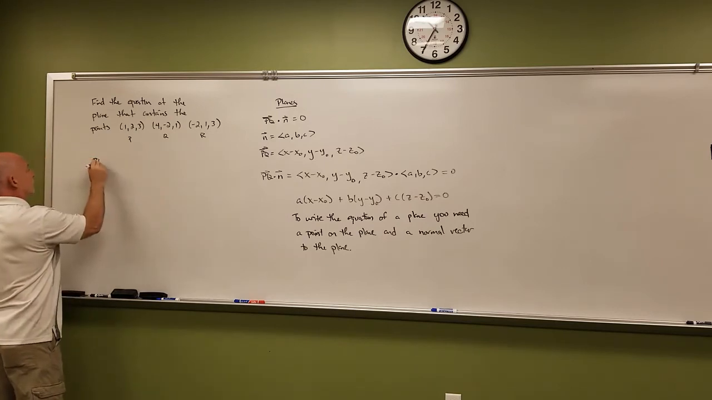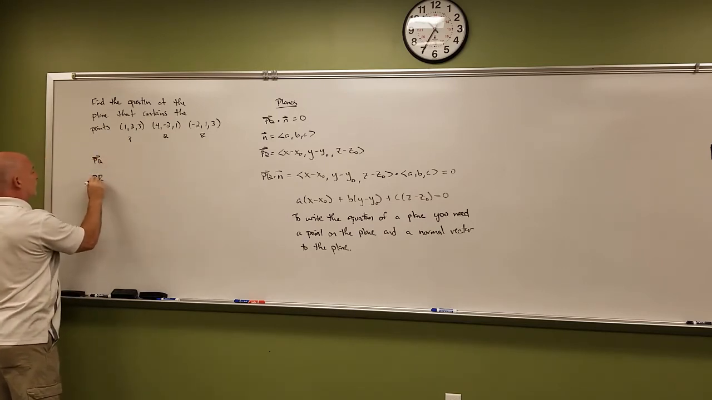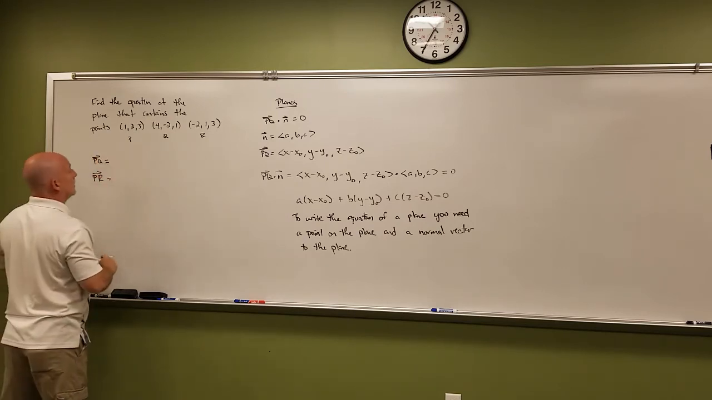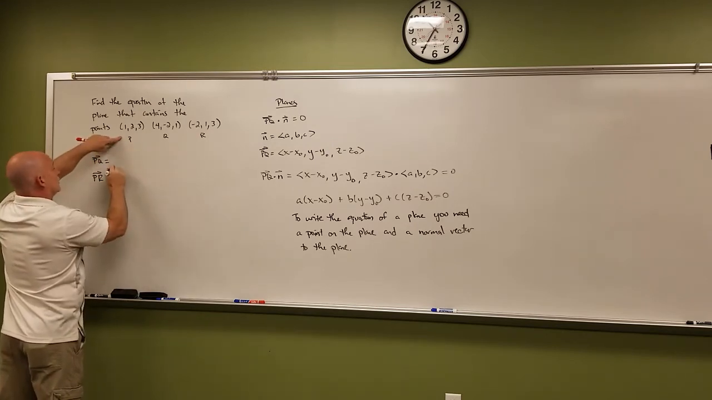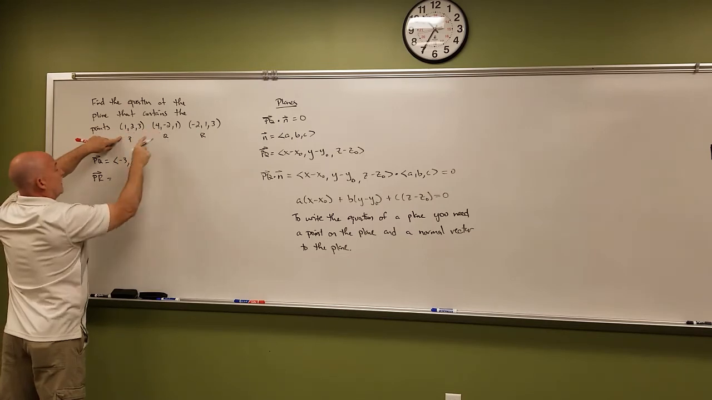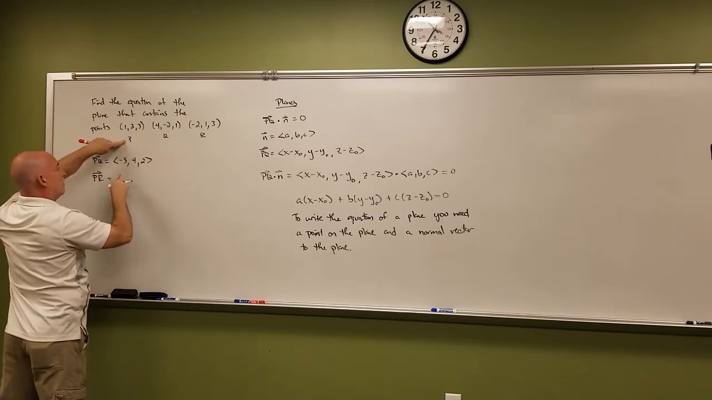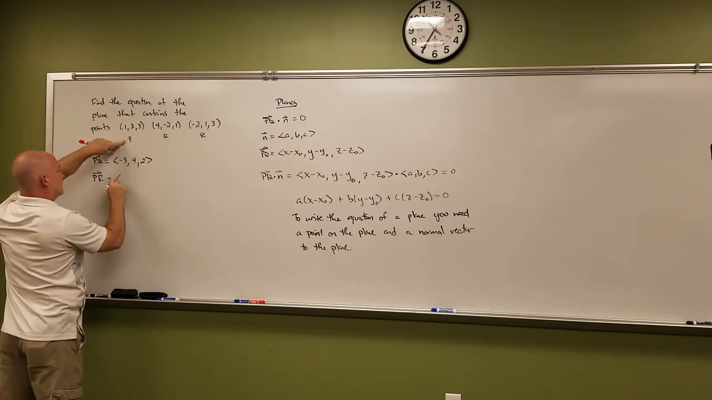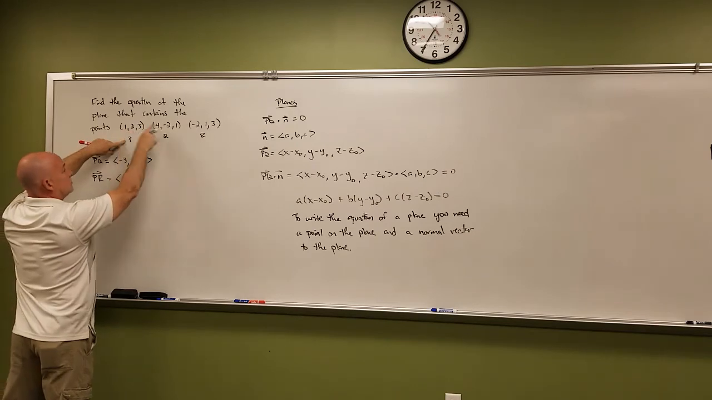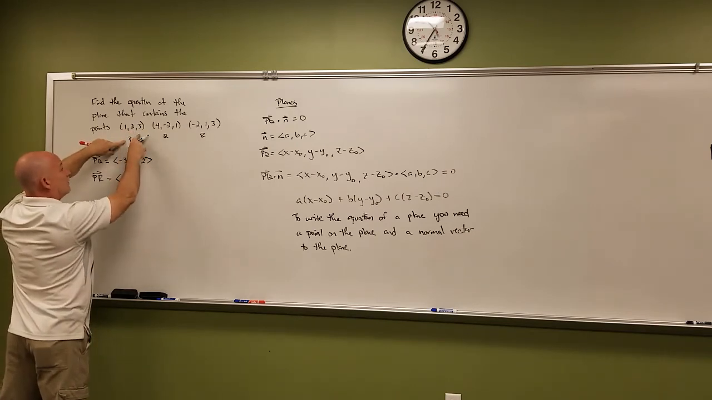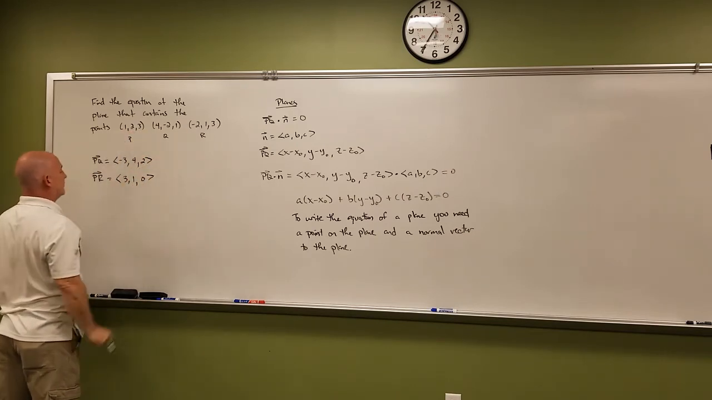So the vector between P and Q, P and R, again, I don't care which order you do these in. I'm going to do P minus Q. So 1 minus 4, 2 minus a negative 2, 3 minus 1. And then I'm going to do the vector between P and R. So 1 minus a negative 2 is 3. 2 minus 1 is 1. 3 minus 3 would be 0.